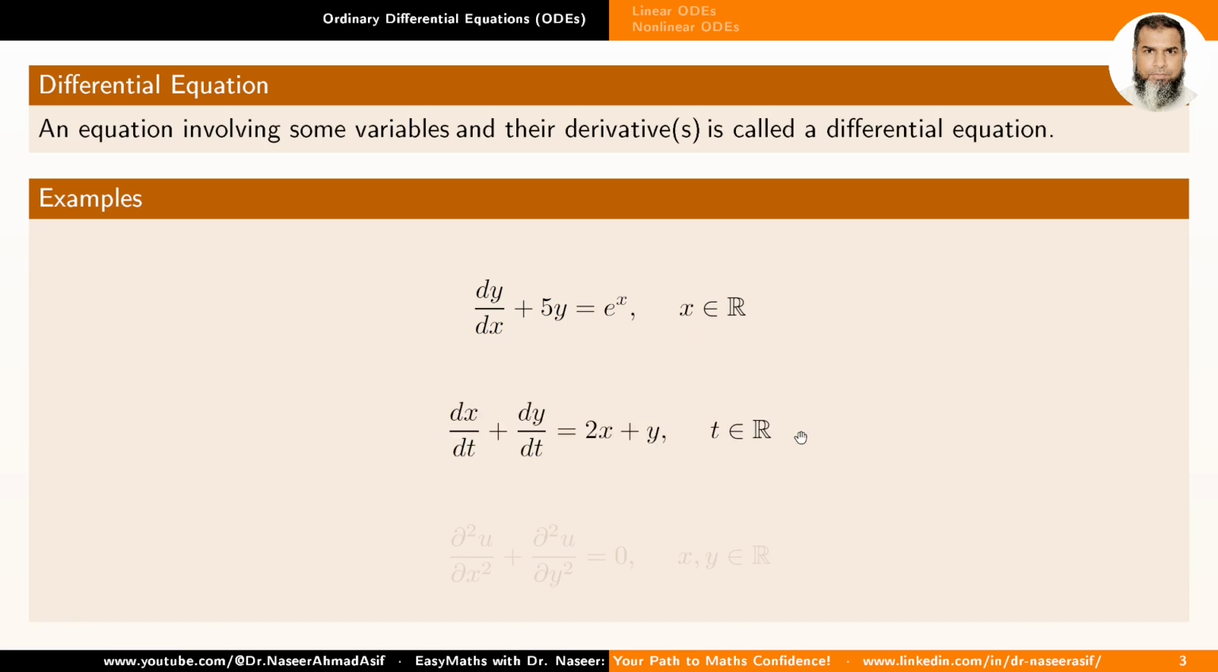We'll see another example. This is dx by dt plus dy by dt is equal to 2x plus y. This equation has three variables x, y, and t. This is the derivative of x with respect to t. This is the derivative of y with respect to t. So this is also a differential equation. We'll see another example. This is partial 2u by partial x square plus partial 2u by partial y square is equal to 0. This equation has three variables x, y, and u. This is a differential equation.